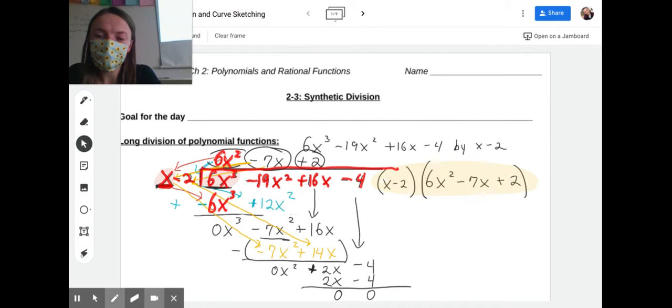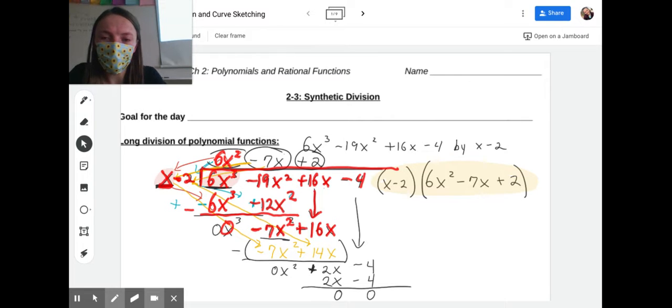And then we multiplied 6x squared times negative 2 to get negative 12x squared. After that, we subtracted. 6x cubed minus 6x cubed is 0, 0x cubed technically. And then negative 19x squared minus negative 12x squared, that's a double negative there, actually cancels to negative 7x squared. From there, I brought the 16x down, and we continue the algorithm.